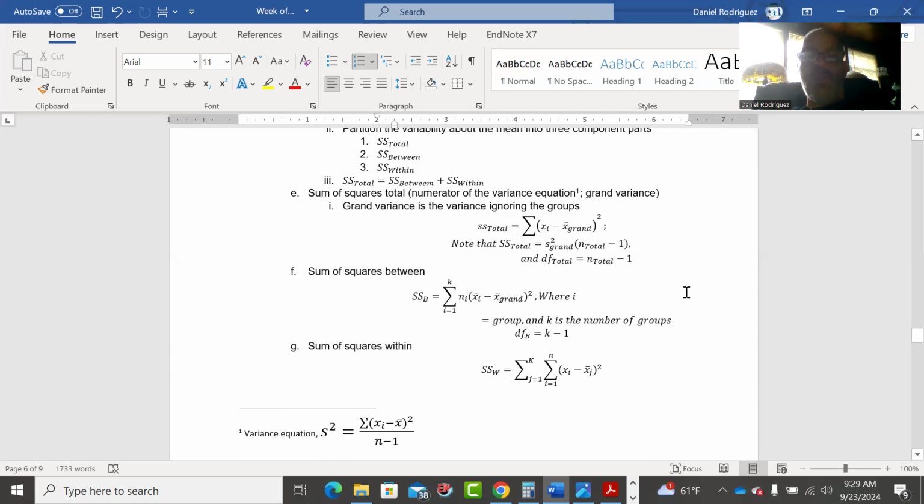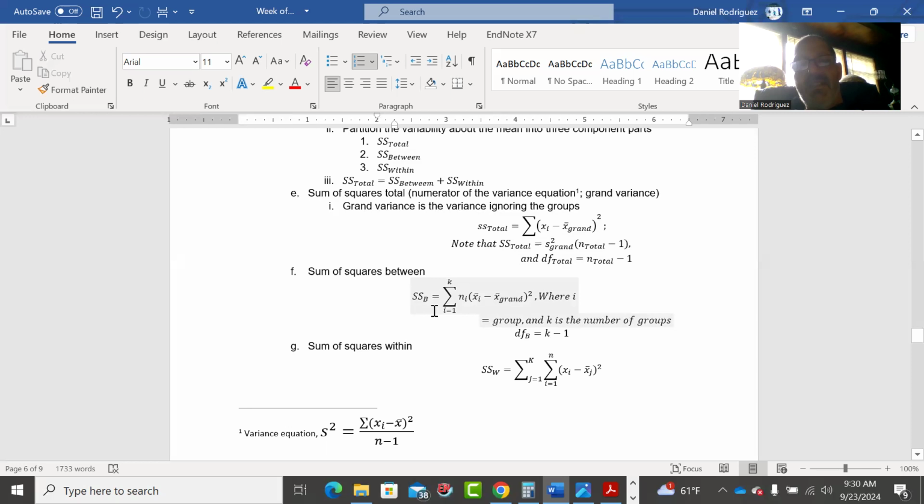For sum of squares between, it's the sample size for each group times the difference between the mean of the group and the grand mean. So we're looking at how much difference. This is what really determines whether we have statistical significance or not: is the difference between each group mean and the overall mean large? That's what we want to see, right? So we're trying to explain the variability we see based on this difference in means.